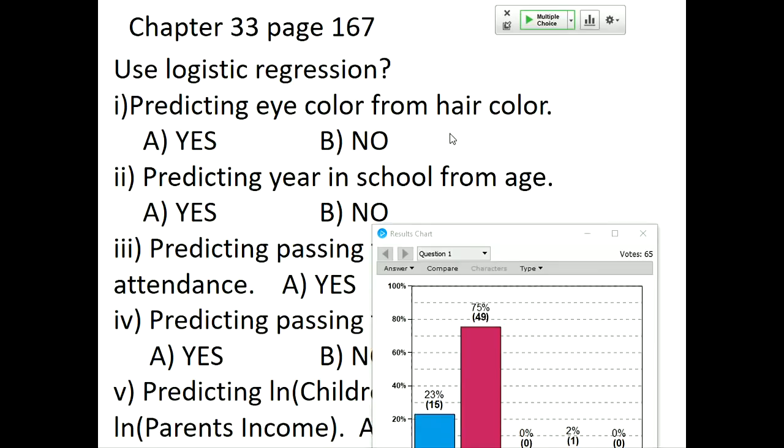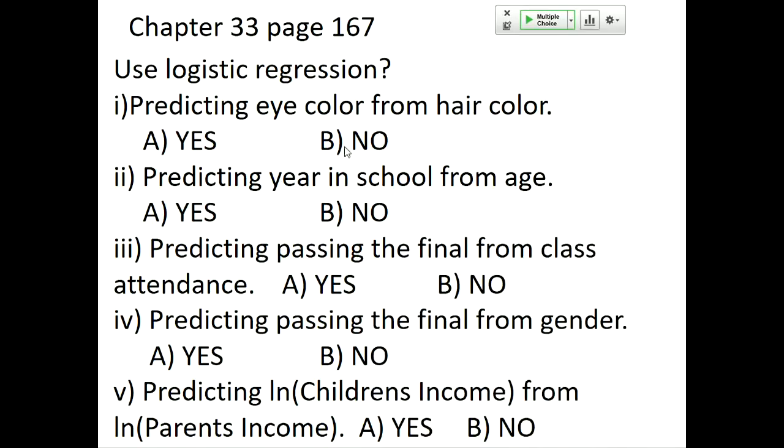Why? Anybody want to explain why it's not appropriate here? Is this y variable something you can answer with a yes/no question? What's your eye color? Can I divide it into yes and no? If I said blue eyes or not, it would be appropriate. Okay, you got it?